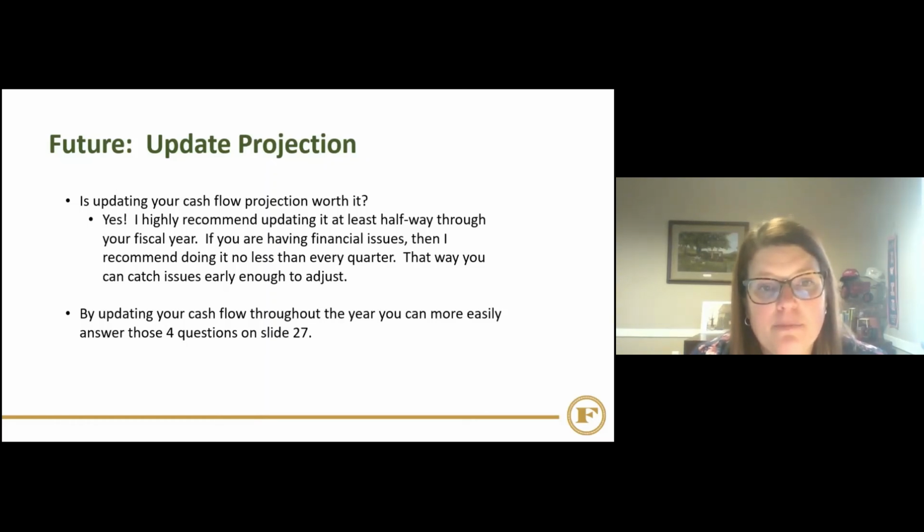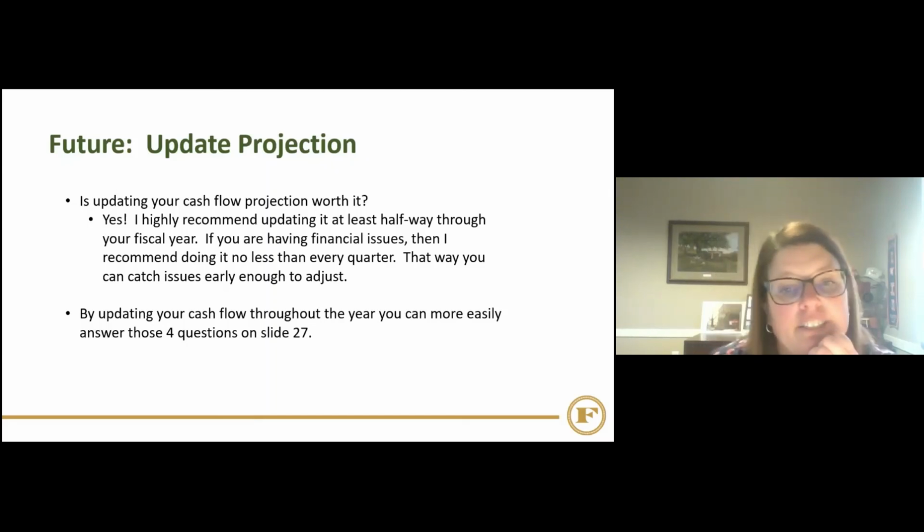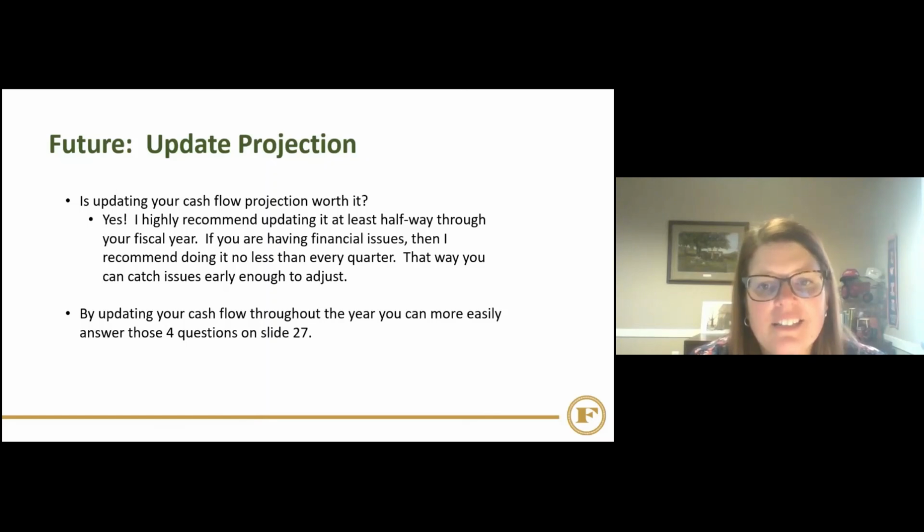Projections and updated projections are good indicators. And like I said, farming can be unpredictable. So if you have a negative cash flow update in the middle of the year, do not panic, okay? Analyze why it is negative, you make your adjustments, and you keep going. We'll talk about some of those adjustments in the second webinar, okay? Just don't panic. There are things you can do.